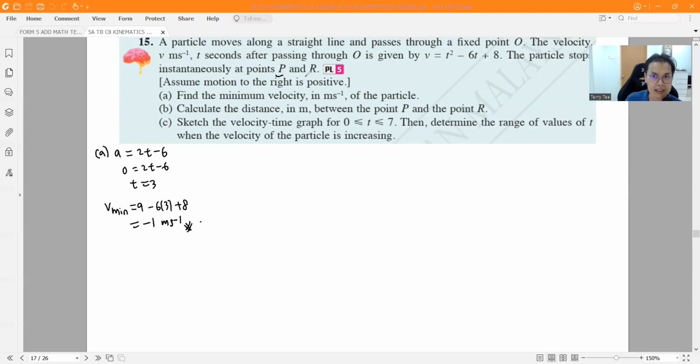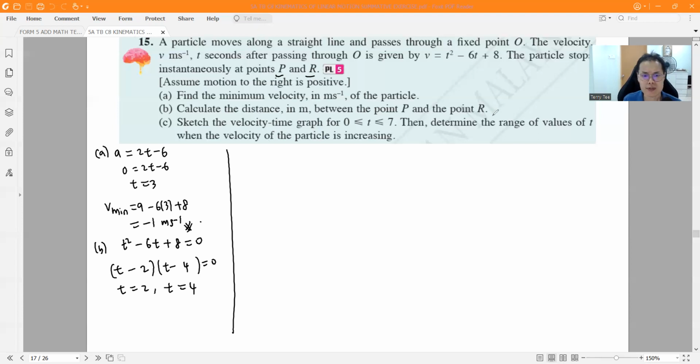Now the particle stops instantaneously at P and R. We know it stops instantaneously when v is 0. Let's take this v here and let it be 0. Double bracket factorize them. This should be 4 and 2, 2 and 4, minus and minus. So t is 2 or 4. Now we need to take this and find the distance. Since I look at the next part, I don't have to find total distance, right? So I think maybe just use a definite integral straight away. We don't have to find the displacement function, right? We know at P, t is 2, at R, t is 4.